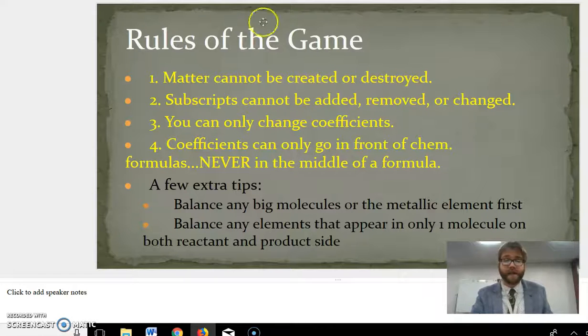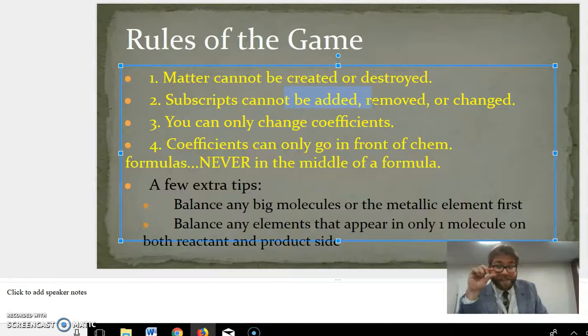So, rules of the game. Matter cannot be created or destroyed. So, that's our first law, right? Subscripts cannot be added, removed, or changed. So those little numbers, we can't change those. Those stay the same. You can only change coefficients. All right, so that's good news for us. We can change the big numbers in front of the molecules. And remember, coefficients only go in front of the chemical formulas, never in the middle or the back.